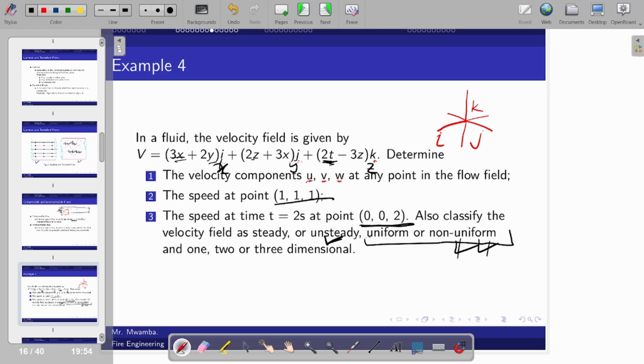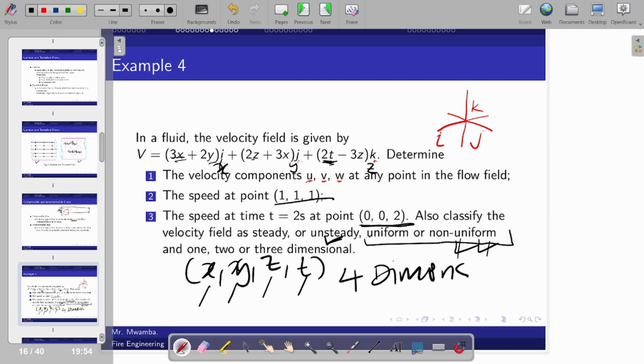Next, is the flow 1, 2, 3 dimensional? The dimensions are x, y, z, and also time, because it's dependent on x, y, z, and time. So the flow is a 4-dimensional flow, dependent on x, y, z, and time.